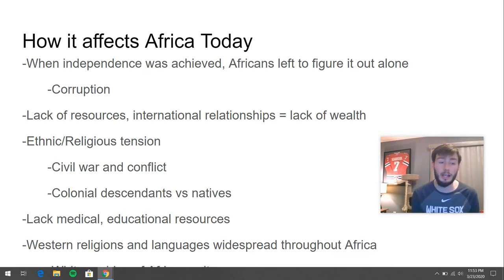So this leads to a lack of wealth, ethnic and religious tension. So there have been civil wars and conflicts throughout Africa. A good example is in Sudan. You had a huge Muslim population, you had a huge Christian population.